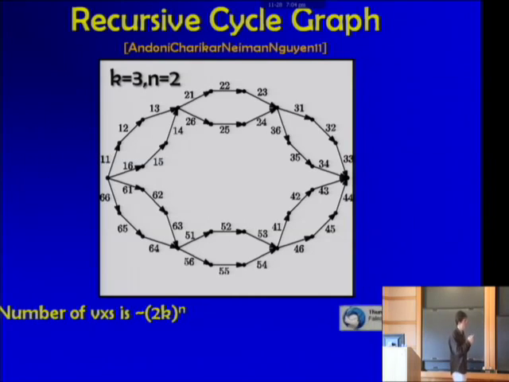But their idea is to use slightly more sophisticated graphs. Instead of using diamonds, they use cycles. In this case it's a 6-cycle, but in general you should use slightly longer cycles. The reason this works is the following. The number of vertices now behaves like 2k to the n. In this case k equals 3, so the cycles are of length 2k, and the number of vertices is 2k to the n.